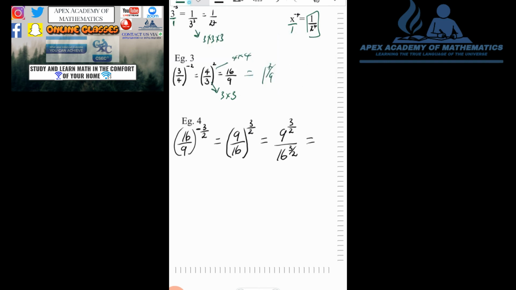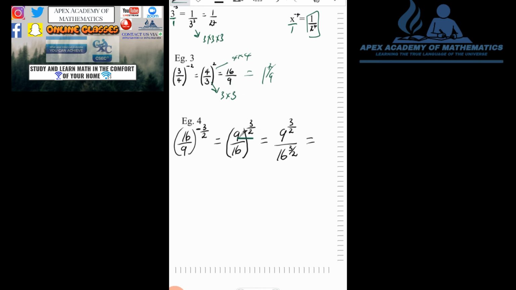All right, so 16 goes down, 9 goes up, negative changes to positive. We keep the 3 over 2, we don't change it. So we have a power to a power here. There's a variety of ways to work this out. What I've done here is attach the power to the 9, so this becomes 9 to the power of 3 over 2, just as in the previous example I said 4 squared. I can see the same thing here, 9 to the power of 3 over 2.